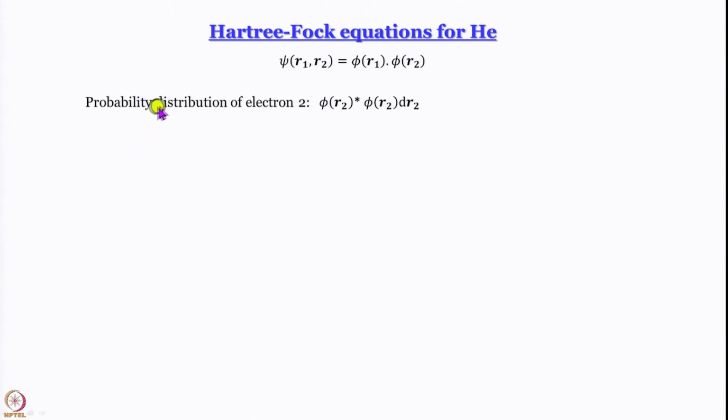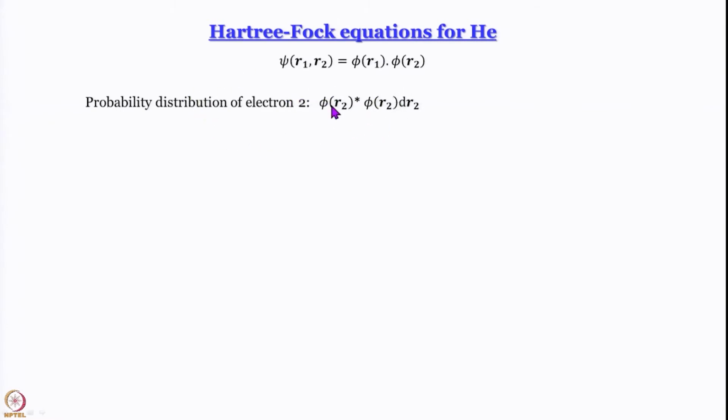We note that the probability distribution of electron number 2 is phi star phi dr2. We are talking about electron 2, right. So, this is phi, the orbital, written in terms of coordinates of electron number 2, that is r2. When I write r in bold letters, what I mean is that it could mean r theta phi or xyz. It does not mean one coordinate, it means a combination of all the coordinates for electron number 2. So, bold r2 would mean r2 theta 2 phi 2, something like that, or x2 y2 z2. So, phi star phi dr2, as we know, gives us the probability distribution of electron 2.